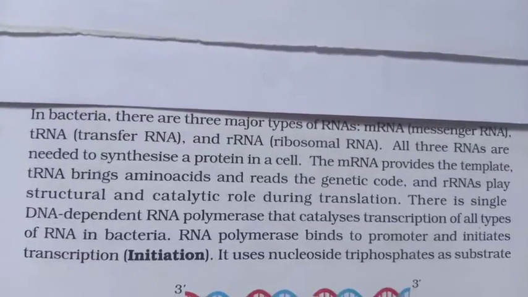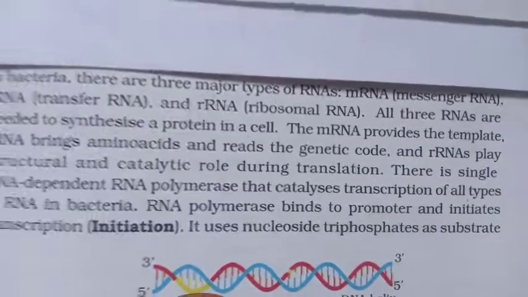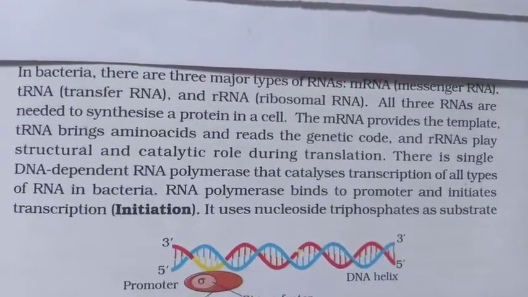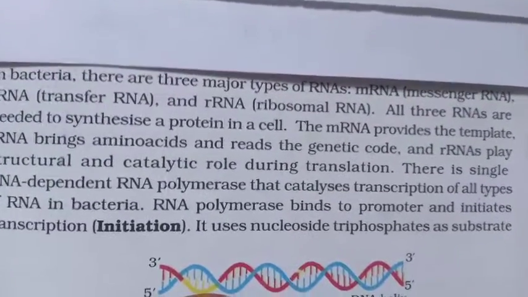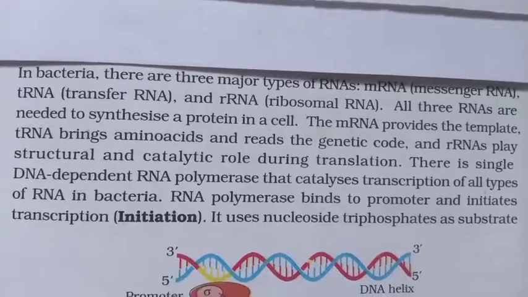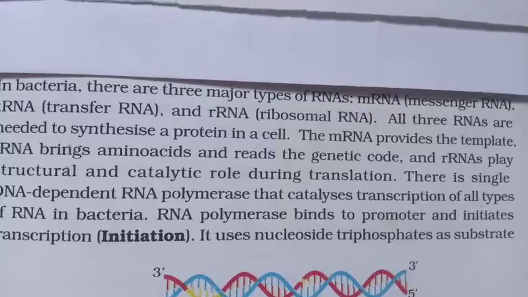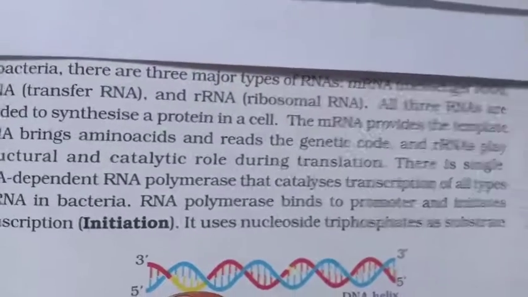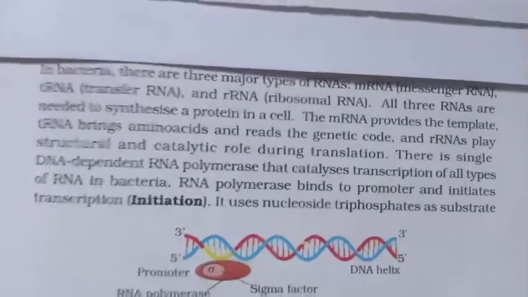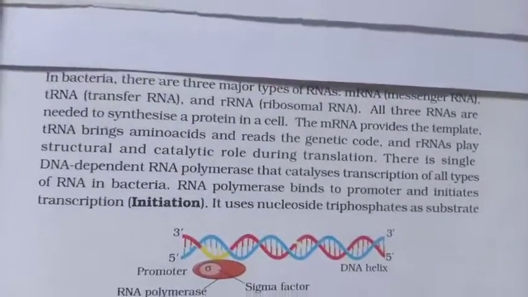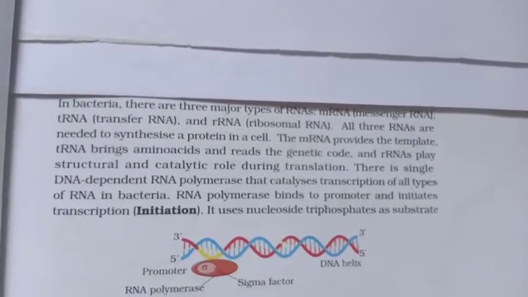There is a single DNA dependent RNA polymerase that catalyzes transcription of all types of RNA in bacteria. Only one enzyme is responsible for catalyzing transcription of all types of RNA in bacteria. That is the DNA dependent RNA polymerase. RNA polymerase binds to the promoter and initiates transcription, and this process is the initiation. It uses nucleoside triphosphates as substrate.